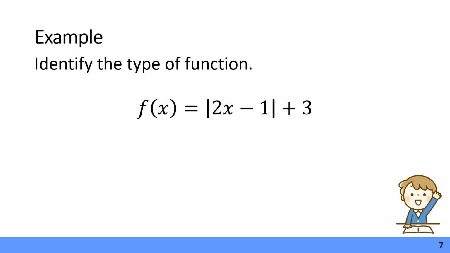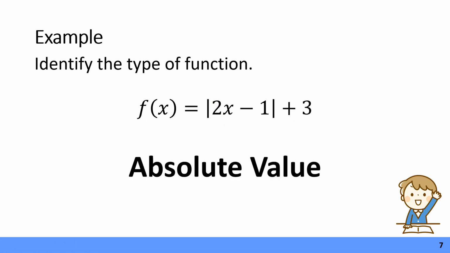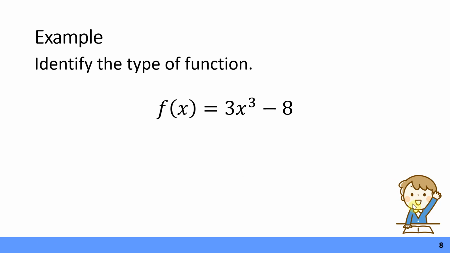All right, let's try another one here. Again, right off the bat, you should see the vertical bars. As soon as you see the vertical bars, you should know that this is an absolute value function. We're just making sure that we know how to identify based on the equation that they give us. In this one, there are no vertical bars and no roots, but you see that there's an exponent of 3. If you look at your notes, you should see that this is what we call a cubic.